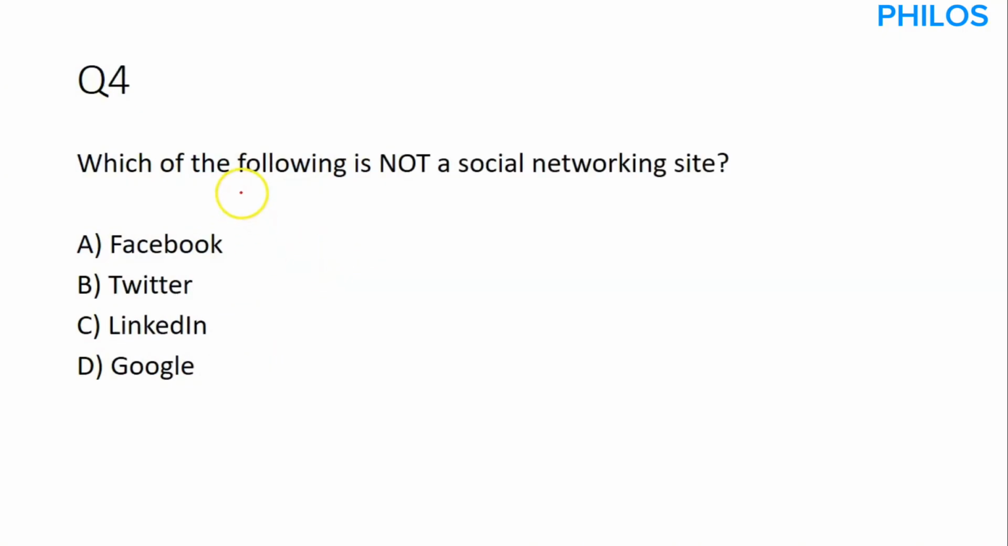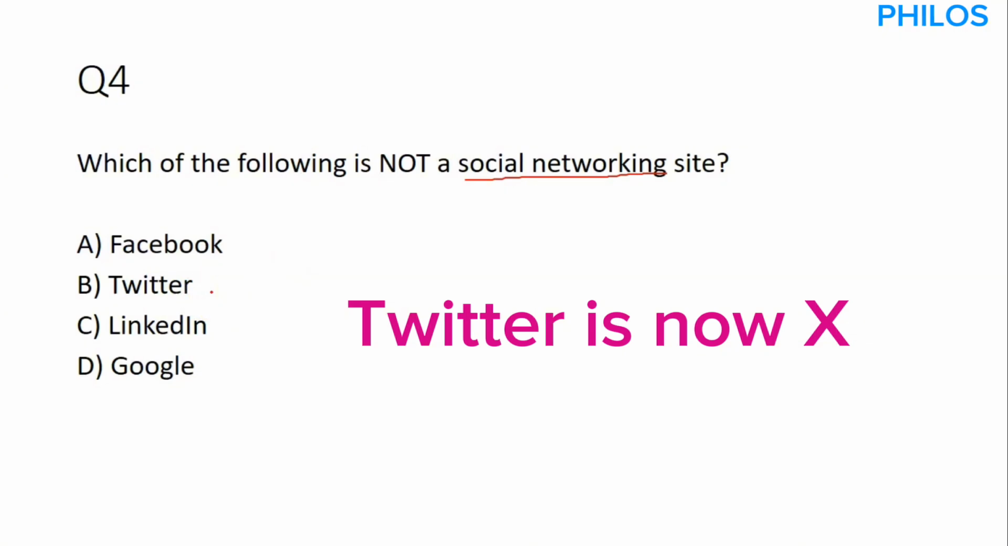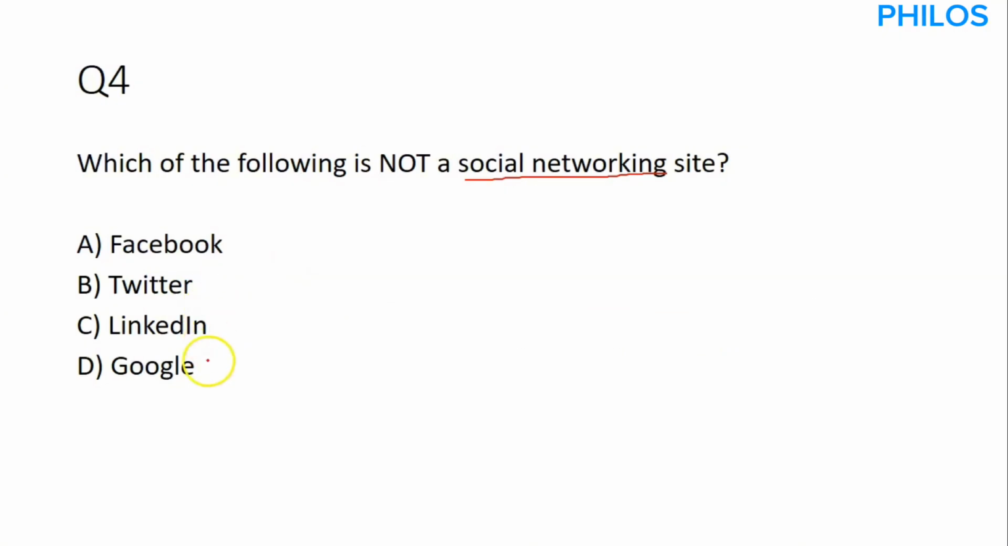This question says, which of the following is not a social networking site? Look at the word social networking. Social networking. So when you look at Facebook, Facebook is a social networking site. That's where you make friends, you interact with them, you send them a message, they reply. And then Twitter too. And then LinkedIn. So the odd one among them is option B, Google. Okay. So let's proceed to the next question.